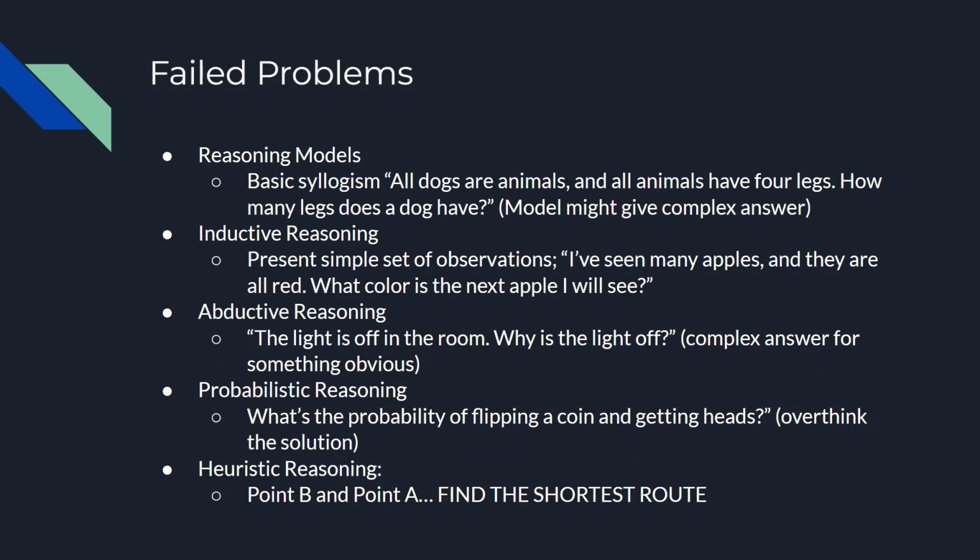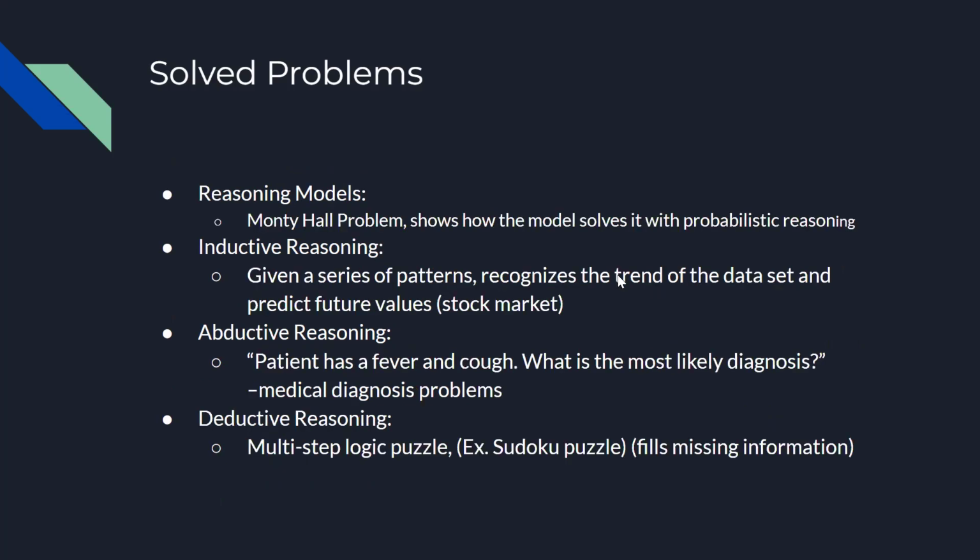So what I mean by this is that, like I was saying before, for some data or some straightforward questions that you ask it, there's a possibility that the model might give a way more complex answer than is needed. So if you're asking it, like right here, the inductive reasoning, I've seen many apples and they are all red. What color is the next apple I will see? Maybe the model might say the next one will be red, or maybe the next time you ask it might say the next apple you will see is blue, and it might give its reasoning and why that might be true, even though in reality there are no blue apples, so it is completely wrong. So yeah, let me show you.